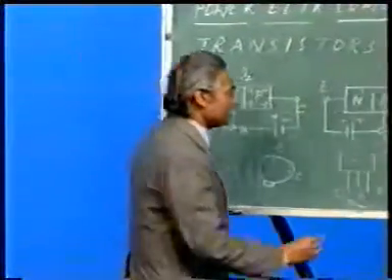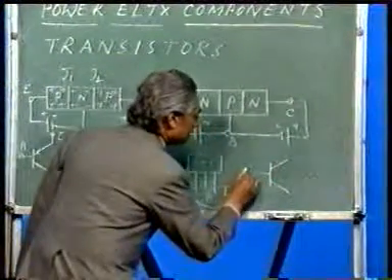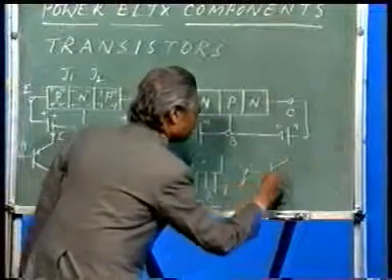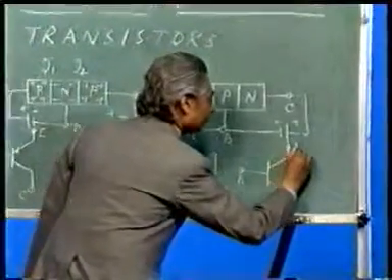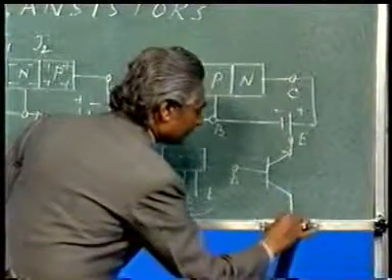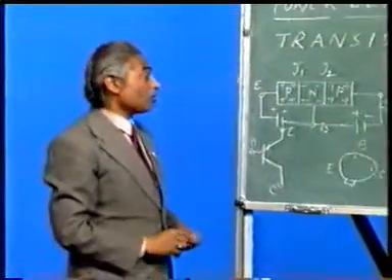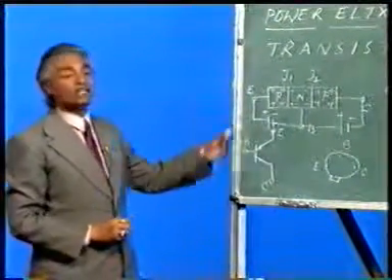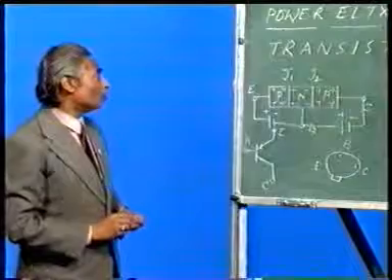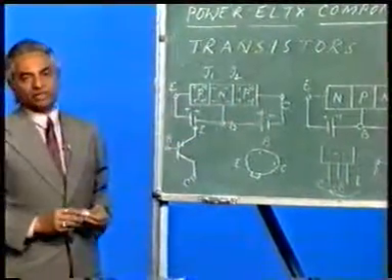For an NPN type of transistor, the same diagram can be drawn like this. This is base. If this is emitter, the arrow is coming out, and this is collector. Now, one thing very important regarding transistors is you have to know while using whether it is an NPN type of transistor or a PNP type of transistor.